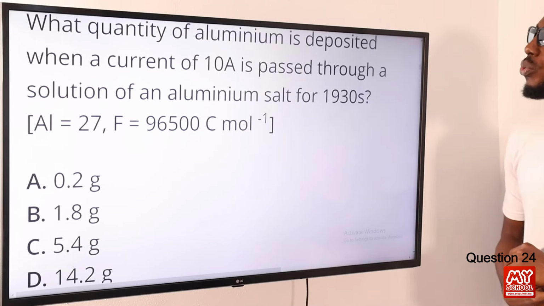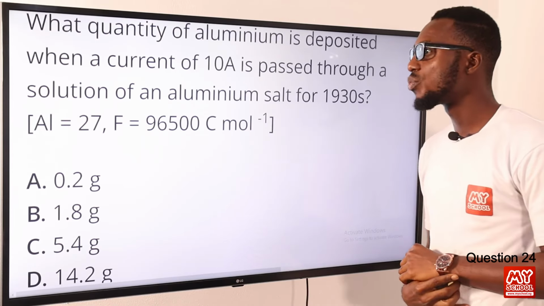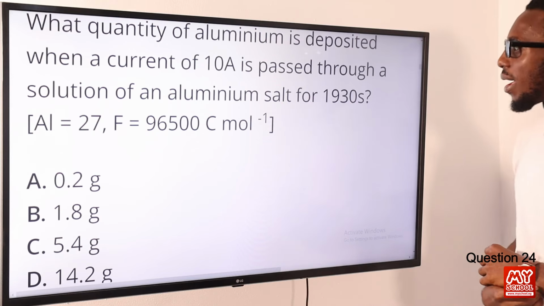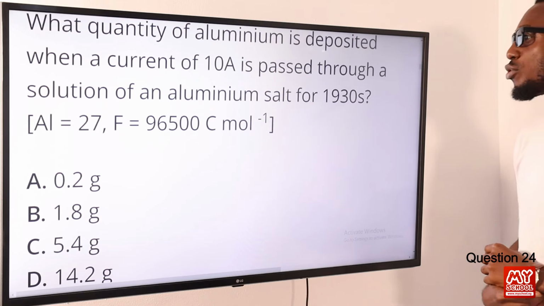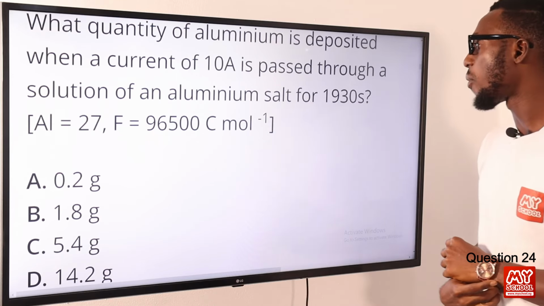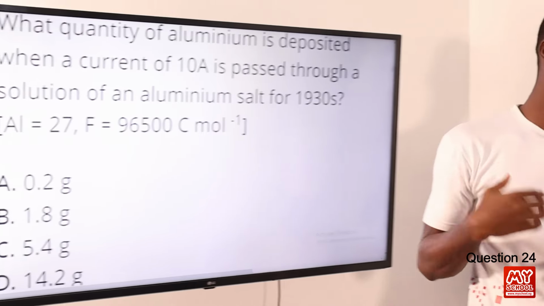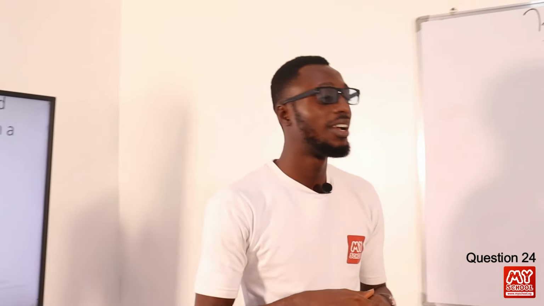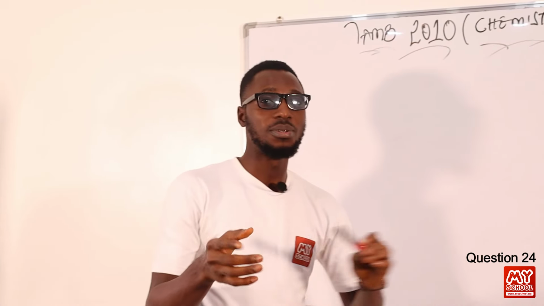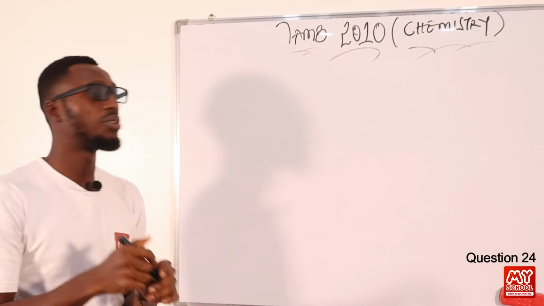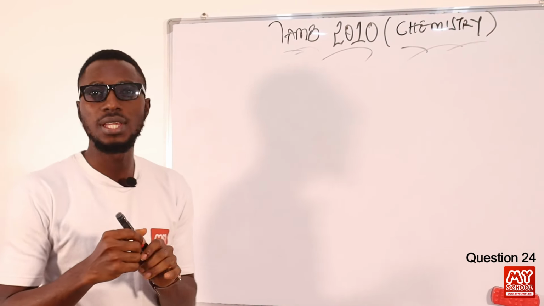24. What quantity of aluminium is deposited when a current of 10 amperes is passed through a solution of aluminium salt for 1930 seconds? I'll be solving this question based on Faraday's laws. I'm basically going to work on the second law. So just take note of this.